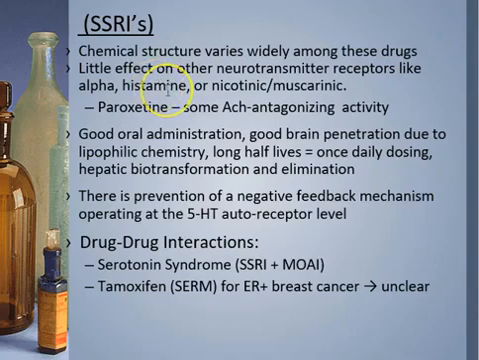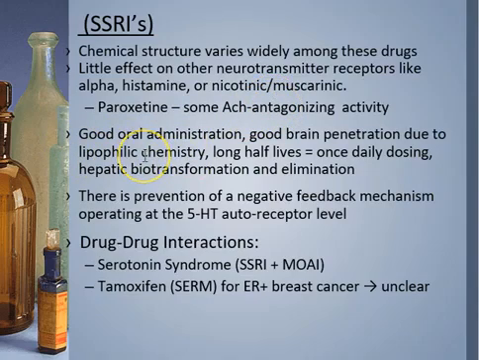In a previous slide, I had showed you the chemical structures. Of course, you're not responsible for any of those, but the structures of these SSRIs varies widely. And this is kind of how you see a lot of these CNS drugs looking. Even though they are specific to serotonin, we can also see other receptor effects. So many of these drugs have alpha, particularly alpha-1 antagonism effects, histamine effects, as well as nicotinic or muscarinic or both. Paroxetine, for example, has some acetylcholine antagonizing activity.